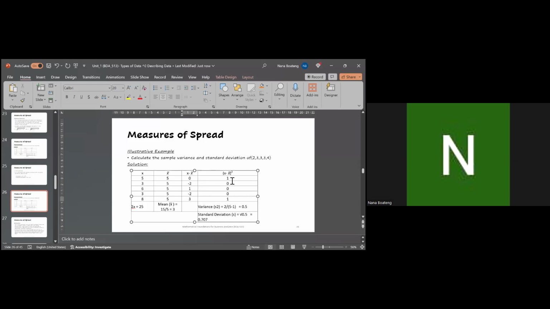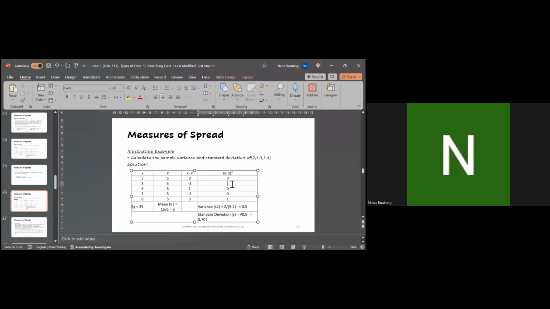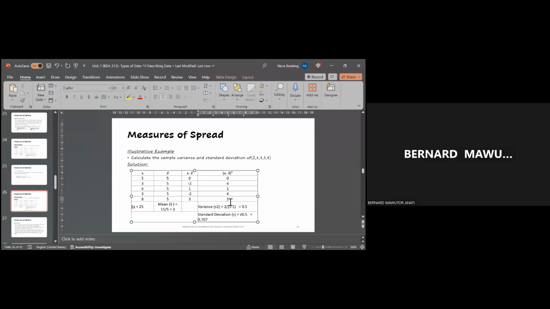The square of 0 is 0. The square of negative 2 is 4, isn't it? Negative 2 times negative 2 is positive 4. The square of 1 is 1. The square of negative 2 is what? 4. And then the square of 3 is 9, isn't it?